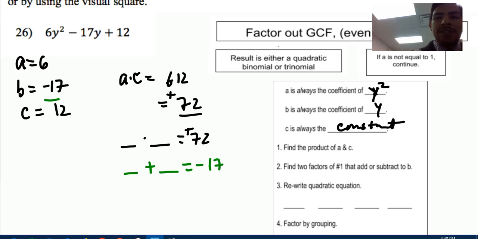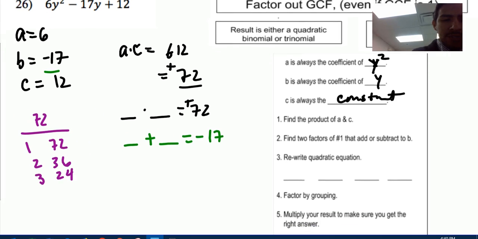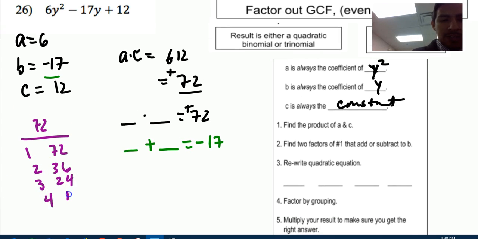Well, that means I need factors of 72, so let's do that. 72 is 1 and 72, 2 and 36, 3 and 24, not really at 17 yet, 4 and 18, and 6 and 12, nope. And it looks like 9 and 8 will be the helpful ones here. So if I need a negative 17, I need a negative 8 and a negative 9. But I'll need a negative 8 times a negative 9 here, so that's perfect, that fits.